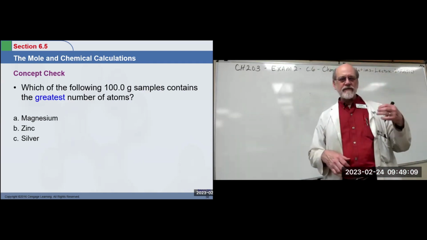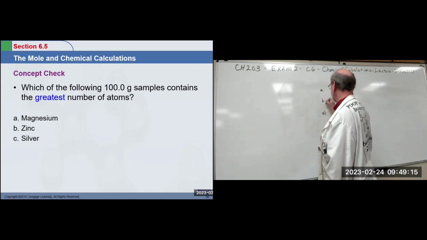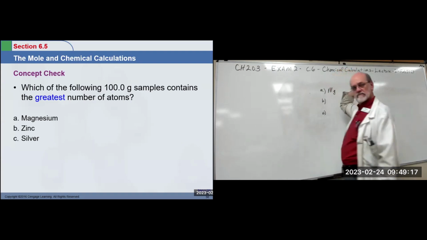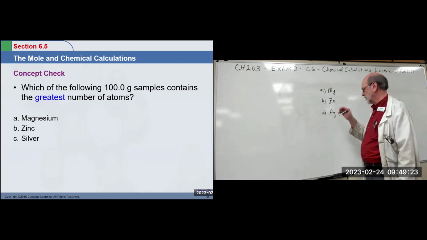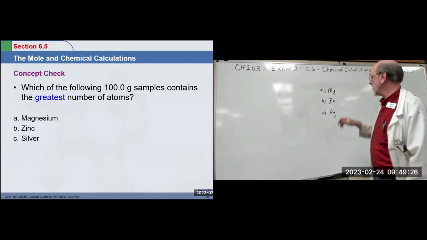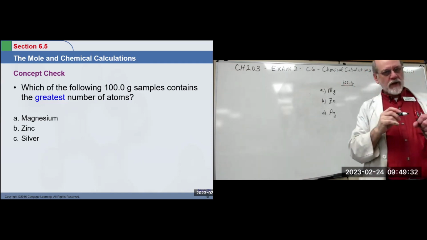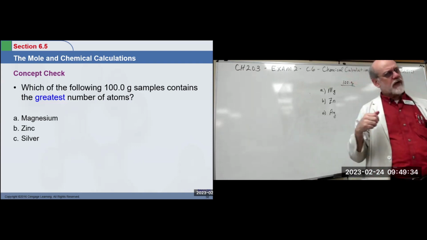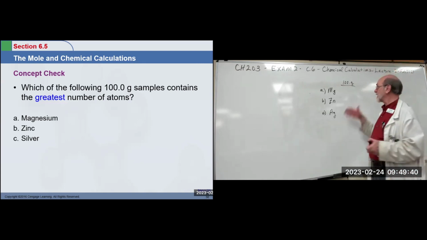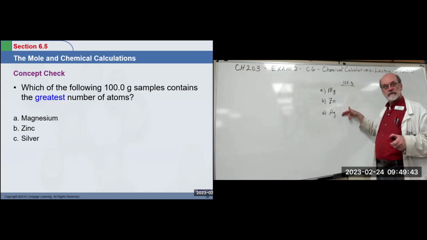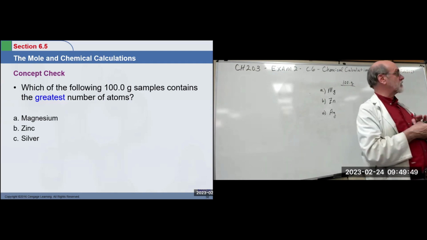So if we have 3 samples, A, B, and C. First one is magnesium, second one is zinc, and the third one is silver. And you have 100 grams of each one. Which one of those has the greatest number of atoms? How many atoms would it take to get to 100 grams for each one of these? Well, what's the molar mass of each one? That's where I would go.